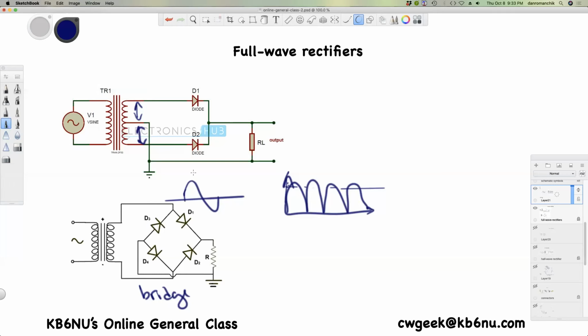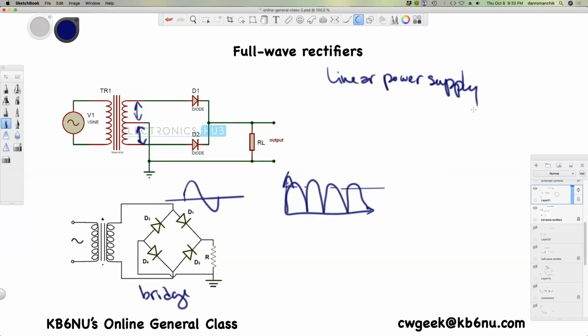So nowadays, if you look at mostly any linear power supply, these are used in linear power supplies, right? You'll find a bridge rectifier in there rather than a half wave rectifier or the other type of full wave rectifier.